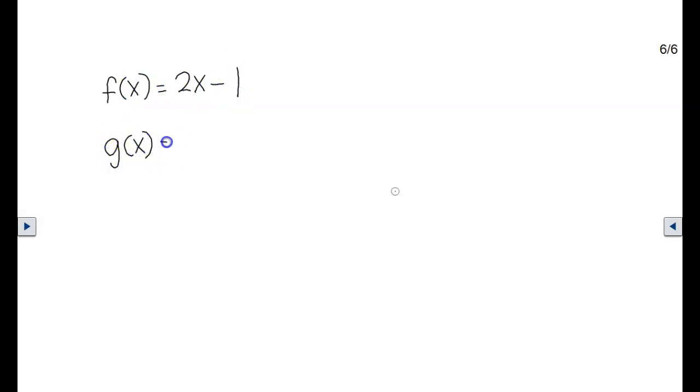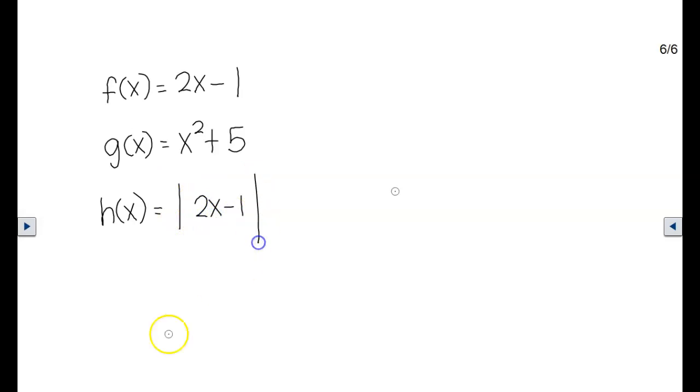G of x is equal to x squared plus 5. H of x is equal to the absolute value of 2x minus 1. P of x is equal to, let's do 1 minus 3x. So what I want you to notice is that we currently have in front of us 4 different functions. Each one has a different rule.